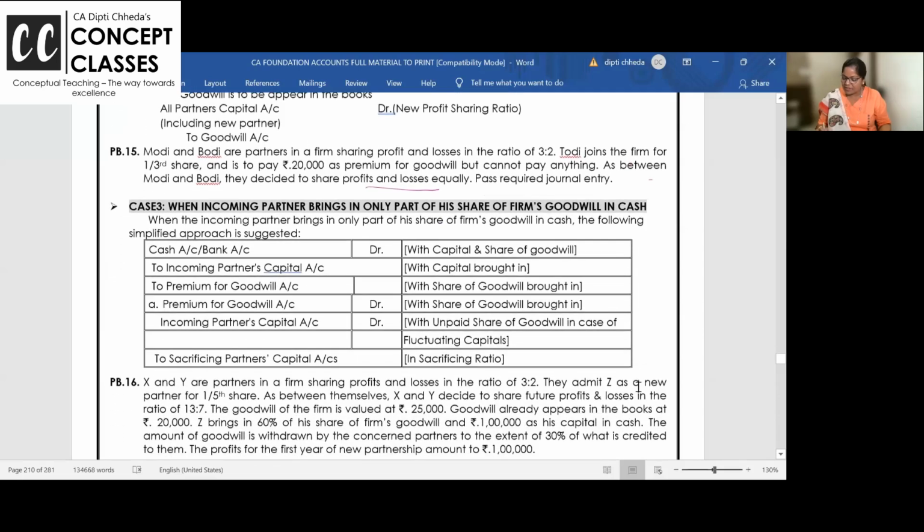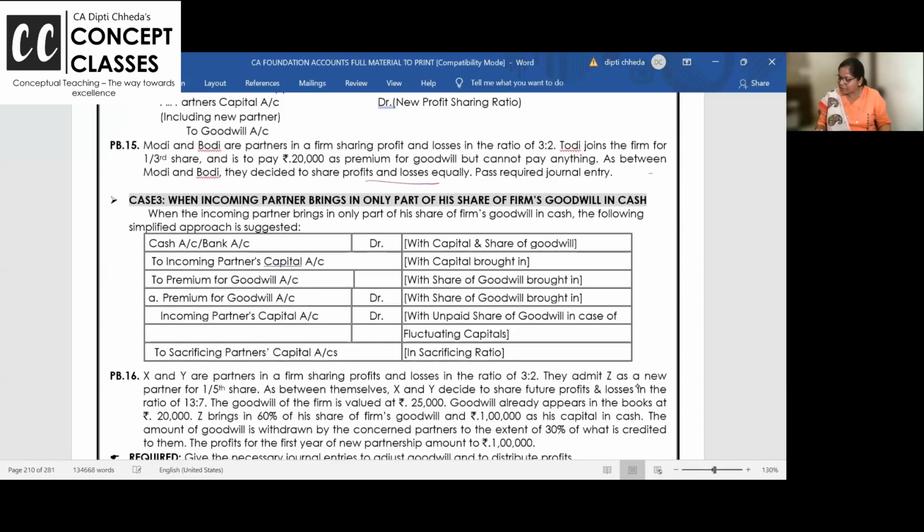Third is the incoming partner is bringing goodwill, but only a little. If premium for goodwill is 10,000, he is bringing 6,000, the rest of the money is not there. Half here and there. Then what entry will you pass? Nice problem, this is a nice adjustment. Third one: when the incoming partner brings in only a part of the share of goodwill in cash.